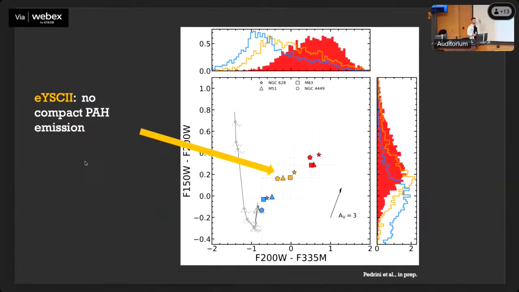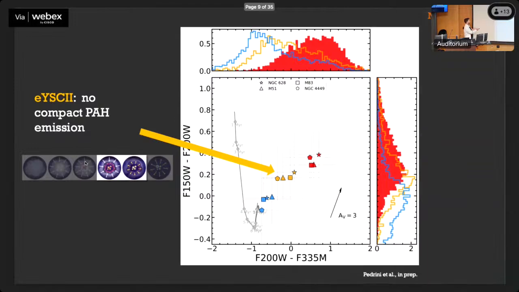These are the EYC2, we call them. So these clusters are still very compact in Paschen alpha, but are not associated anymore with a compact feature from the 3.3 micron. It might be a more subsequent stage in which these clusters start perturbing the cloud, or are still starting to emerge.